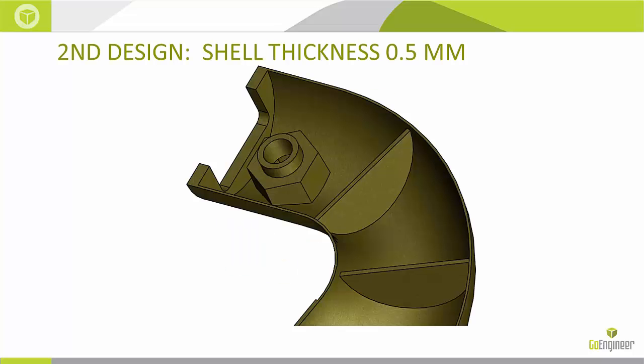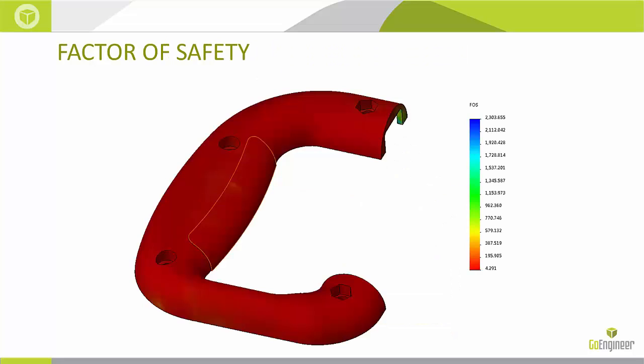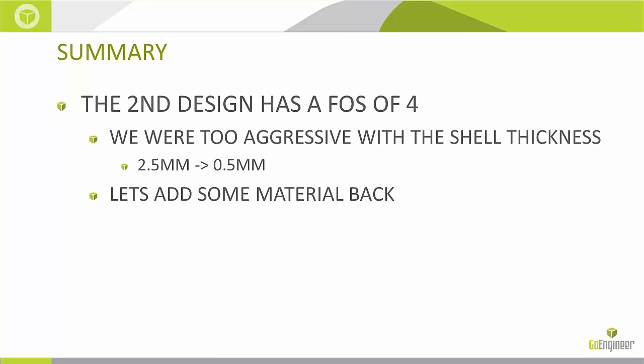So our second one, we're taking down that shell thickness from 2.5 to just 0.5 millimeters. And through the same setup, we get results that show a factor of safety of 4, which is below our threshold of 5 that we're looking for. So it seems that we're going to have to add some material back to our model.